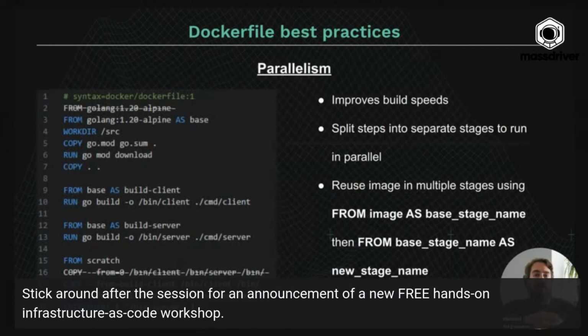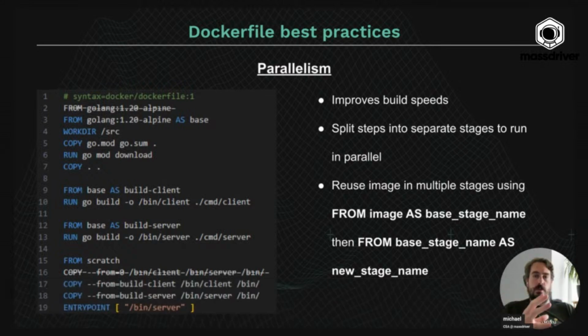Now that we've reduced the image footprint, we can further improve build speeds by leveraging parallelism. In the previous example, we built the binaries, which were the client and the server, one at a time. However, there's no dependency between the two, meaning there's no need to wait for the client to finish before building the server or vice versa.